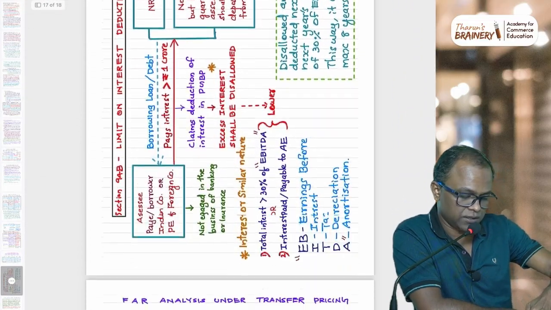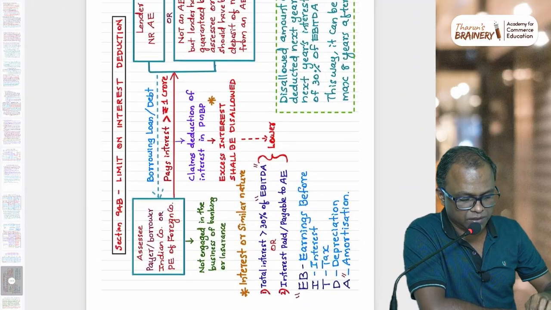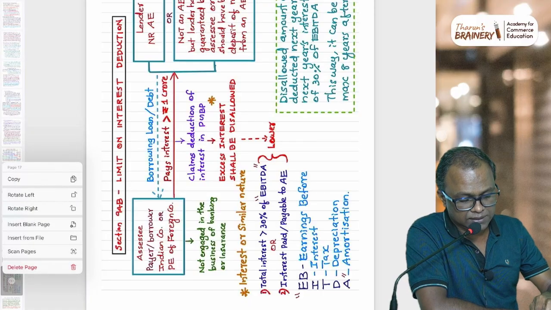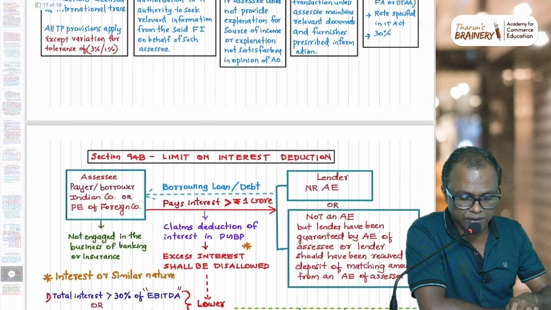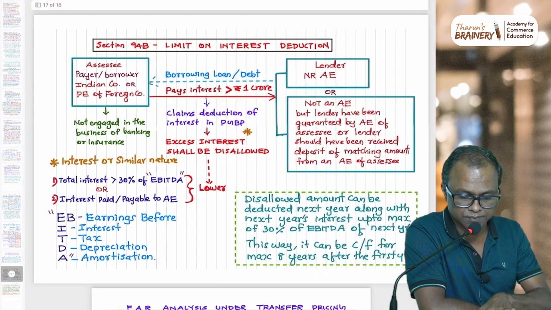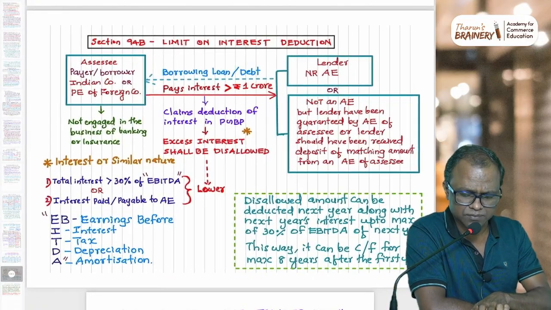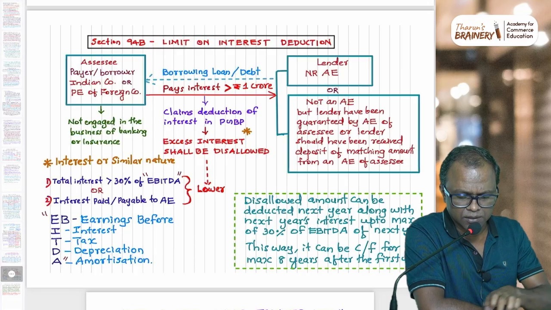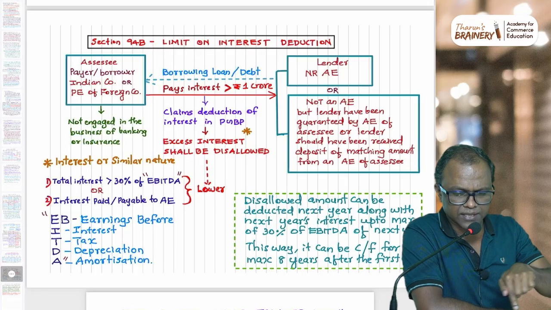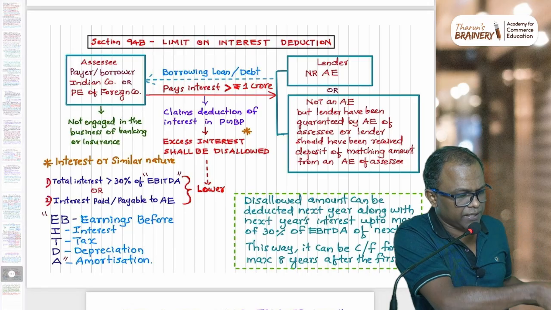Next is another important area, that is thin capitalization, or we can say 94B, limitation of interest. Can we take a break? Yeah, after the break we'll continue. Okay. So only these 2-3 areas in TP, and we will do the remaining problems in TP.